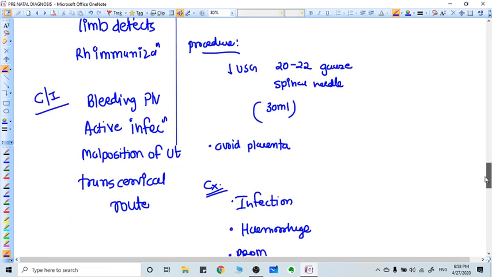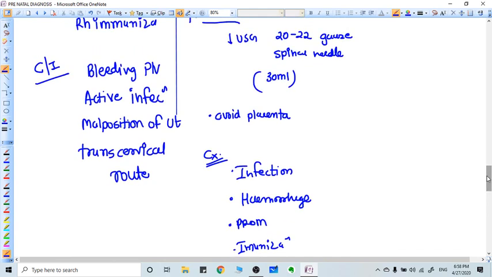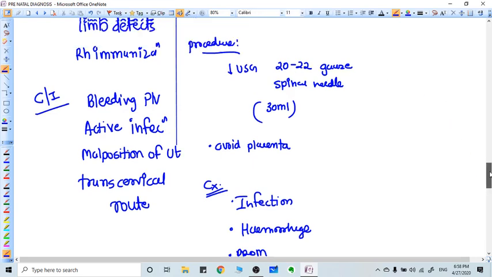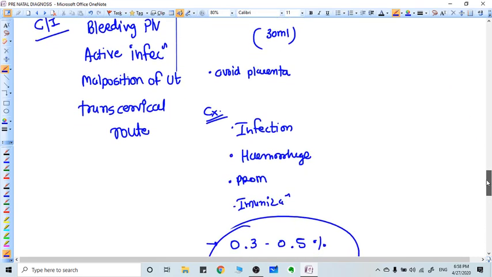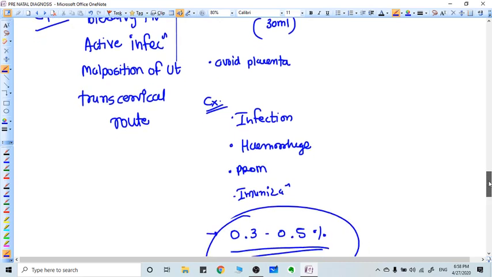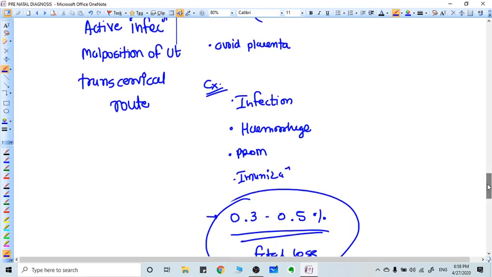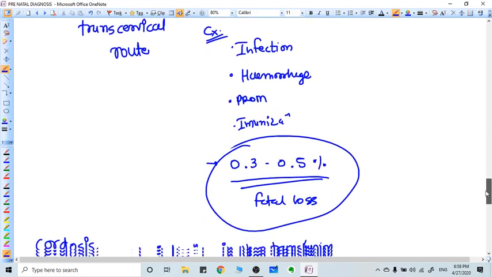Now, again, what are the contraindications or complications of both procedures? When we do a CVS, there is a fetal loss of 1 to 2%. There may be bleeding PV, there may be infection, there may be hemorrhage. So like in every surgery, we get the same kind of complications, that is infection, hemorrhage. And in both these cases, if the mother is RH negative, there is definitely a chance of RH isoimmunization, so we need to give proper anti-D doses to the mother prior to doing these procedures.